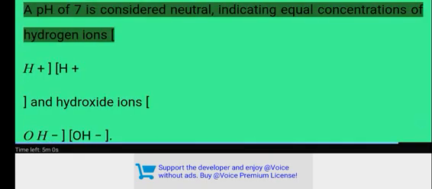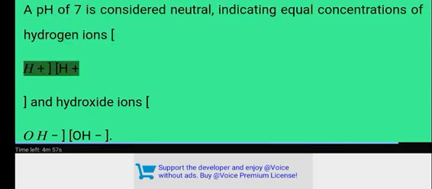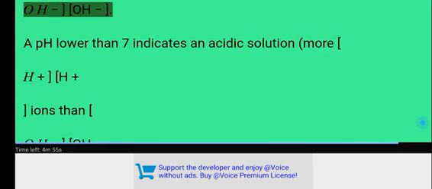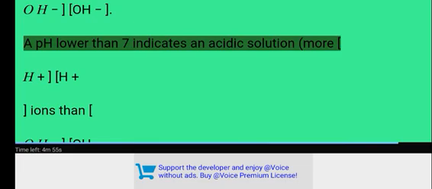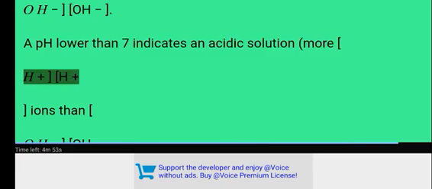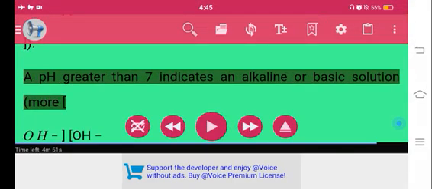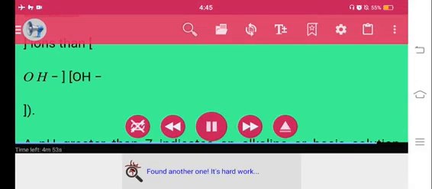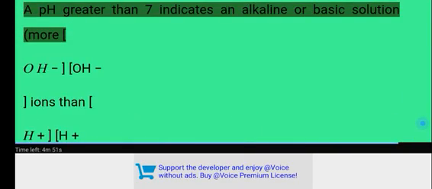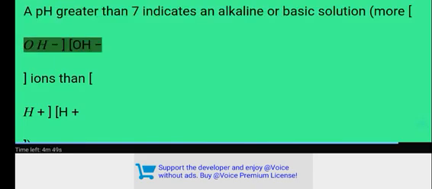A pH of 7 is considered neutral, indicating equal concentrations of hydrogen ions, H+, and hydroxide ions, OH-. A pH lower than 7 indicates an acidic solution, with more H+ ions than OH- ions. A pH greater than 7 indicates an alkaline or basic solution, with more OH- ions than H+ ions.